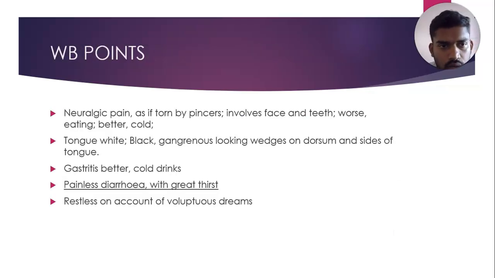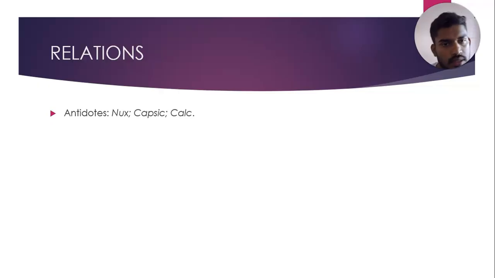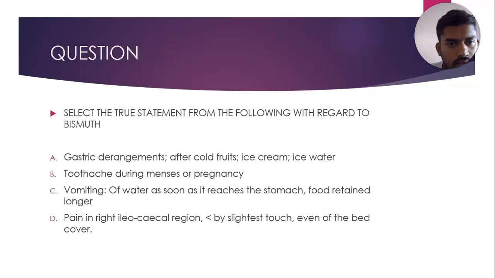In boric you have neuralgic pains as if torn by pincers involved in face, teeth, worse eating, better by cold. So that is already covered. The tongue is described as white with kind of black wedges on dorsum and side of tongue. Gastritis is better by cold drinks. Painless diarrhea, which again goes with your cholera, with great thirst because there is loss of fluid, and restlessness on account of voluptuous dreams. Antidote is Nux vomica, capsicum and calcarea.